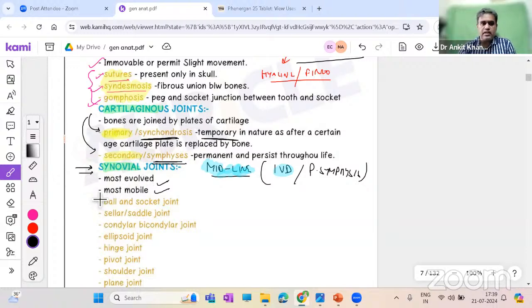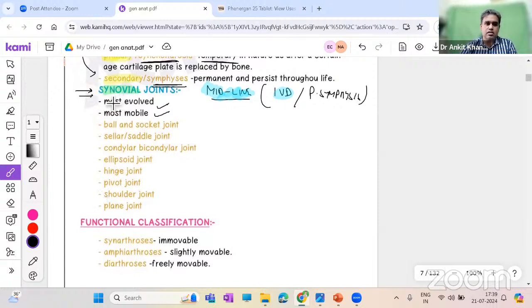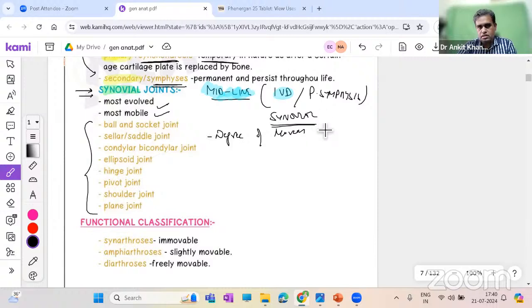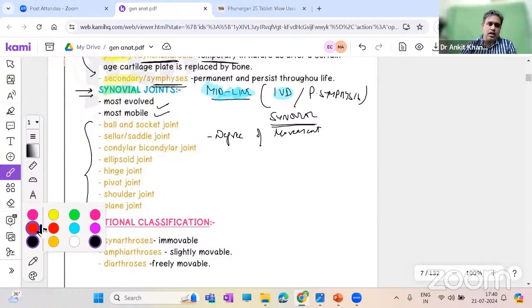The synovial joint is again classified into so many names: ball and socket, saddle, bicondylar, ellipsoid, hinge, pivot, and so on. Now this becomes a task. So let me help you by making you understand how to classify the synovial joint. It is simple. Classification of synovial joint will be based on the degree of movement, simple as that. So remember at least one classification so that it will cover everything. Now see how to classify it.